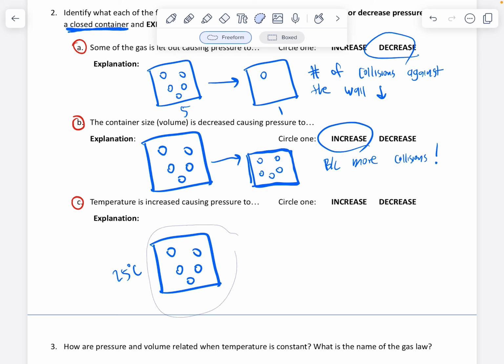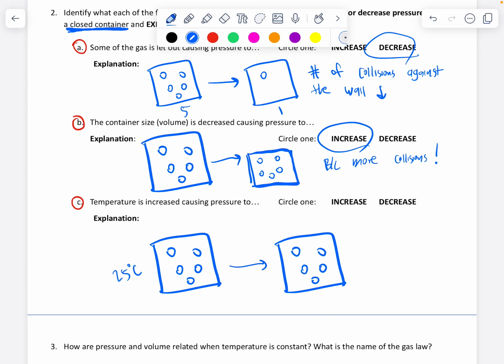I'm going to take the same thing again and I'm going to duplicate it on the right side. It's going to change, right? Let's go ahead and draw in our little fire. Okay, and we're going to heat it up to, let's say, I don't know, 60 degrees Celsius. Oh, it's quite hot, right? So how do you think the gas particles are going to behave this time?